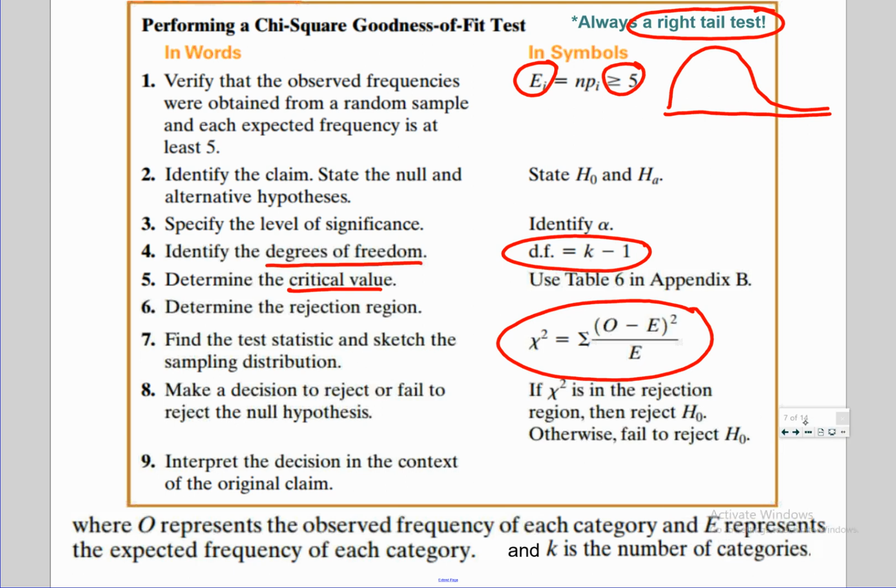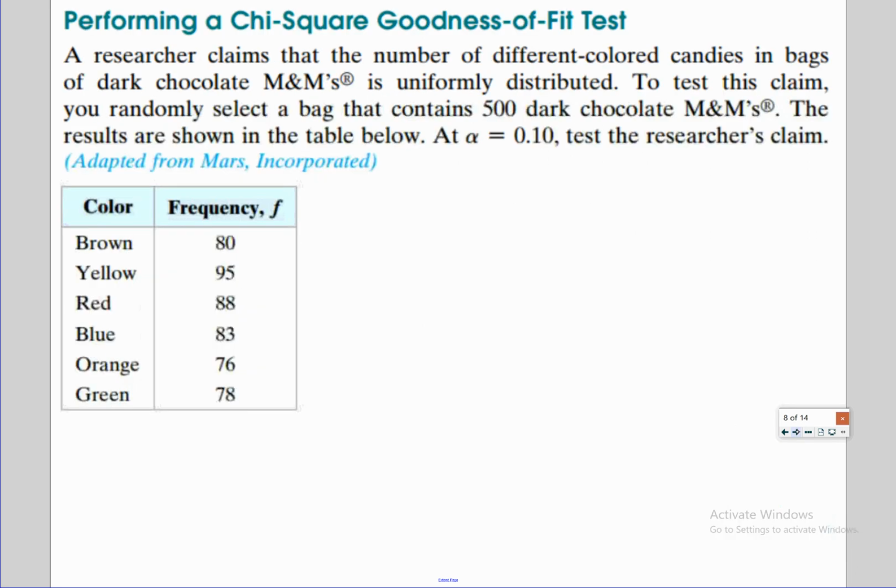Ready to practice one? All right. So we're going to do this one. It says a researcher claims the number of differently colored M&Ms in a bag of dark chocolate M&Ms is uniformly distributed. Okay, which means there's the same of each color. To test this claim, you randomly select a bag that contains 500 dark chocolate M&Ms. The results are shown in the table below. Alpha equals 0.1. Test the researcher's claim.